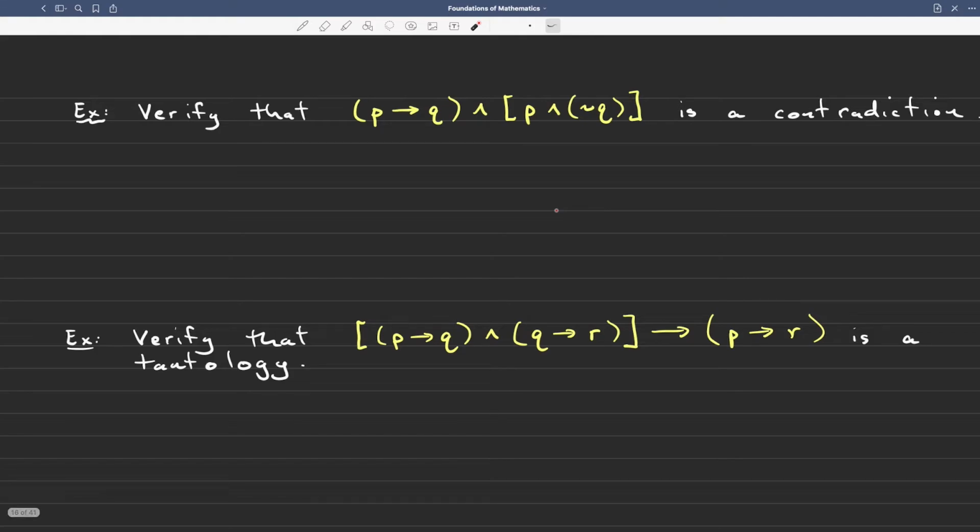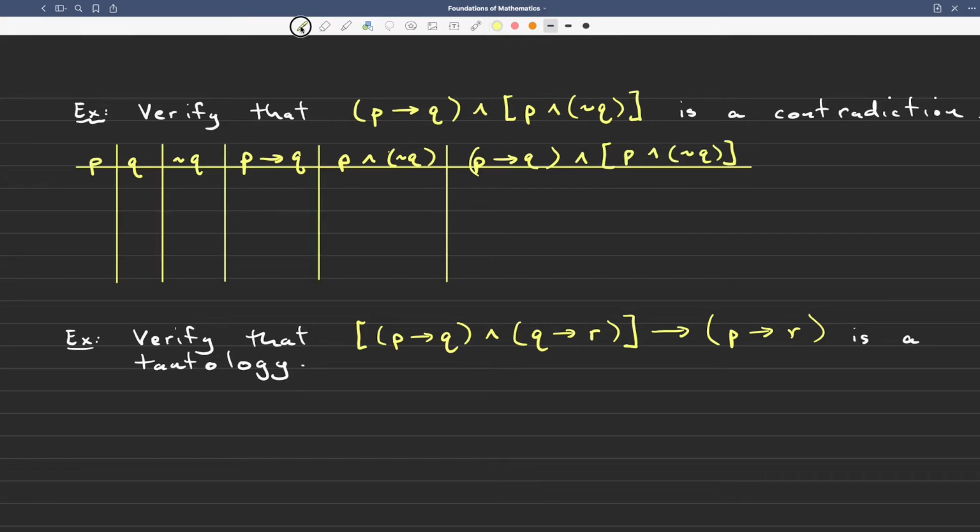And here's something that is a contradiction. So we can verify that using a truth table. Got 2 variables, P, Q, not Q, P implies Q, P and not Q. And then lastly, P implies Q and P and not Q. Just filling in the easy ones here.